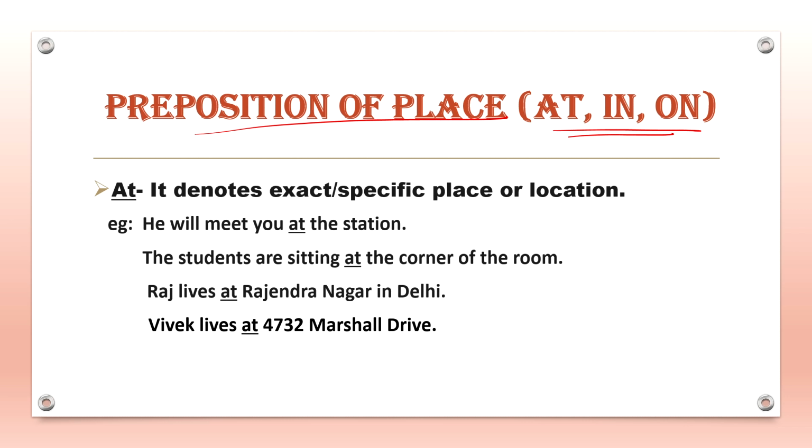So, now at again denotes exact or specific place or location. For example, he will meet you at the station. Next, the students are sitting at the corner of the room. So, here it is used to tell the exact place inside the room where the students are sitting. Next sentence, Raj lives at Rajendra Nagar in Delhi. Next, Vivek lives at 4732 Marshall Drive.